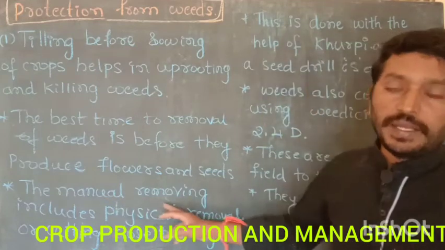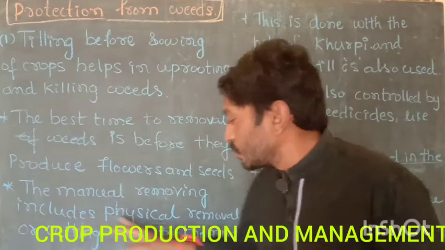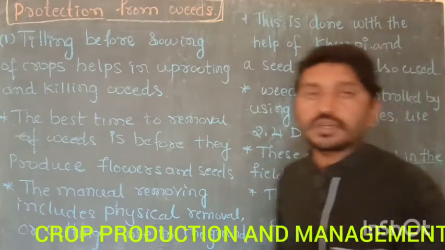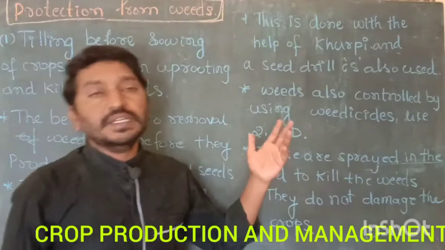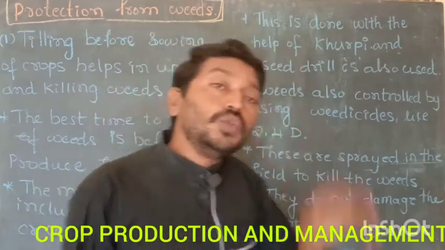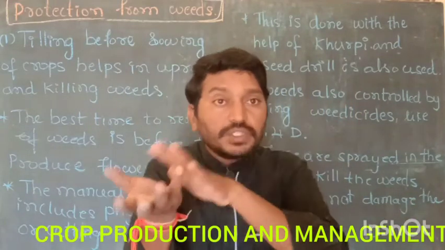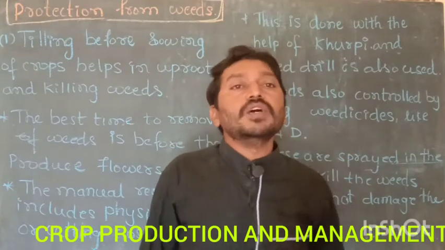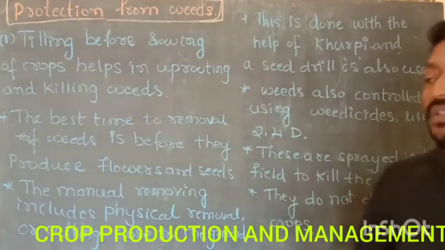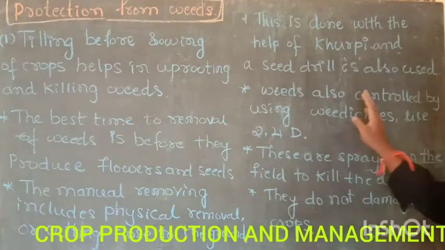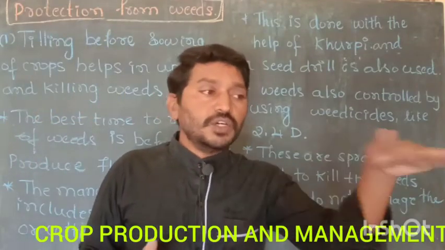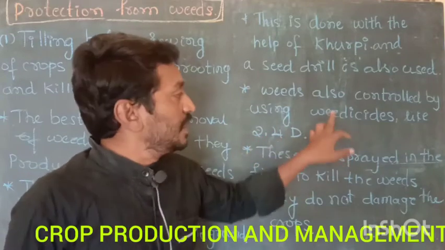And this is done by manual removal, which includes physical removal or cutting the weeds completely to the ground. To the ground means by hand picking or some other way. Even the khurpi as well as the seed drill, these two tools are also very useful to uproot the weeds from the crops. Khurpi as well as the seed drill are very useful tools in agriculture to remove the weeds. And finally, we can also kill weeds and stop their growth by spraying some chemicals.